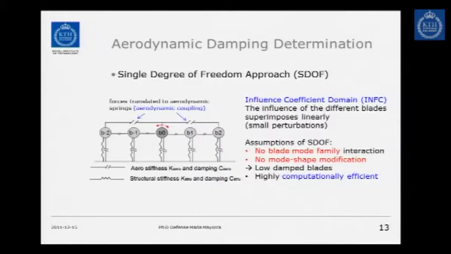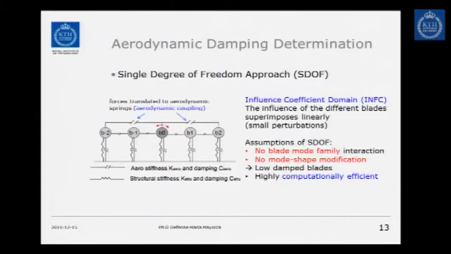So how do we determine this? One approach that is very useful is a single degree of freedom approach, where the blade model has a single degree of freedom, and this is the ball here. And then we say the blades are connected not only by the structure, or not by the structure necessarily, but by aerodynamic springs. These aerodynamic springs come from this vibration of the blades and the communication between them. So this is usually called aerodynamic coupling.